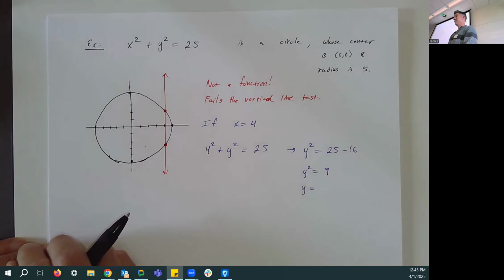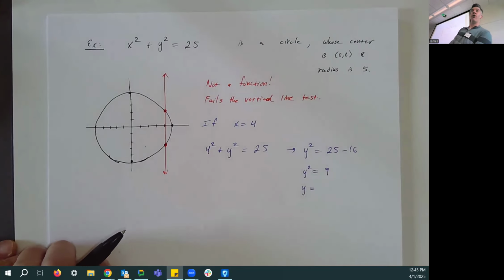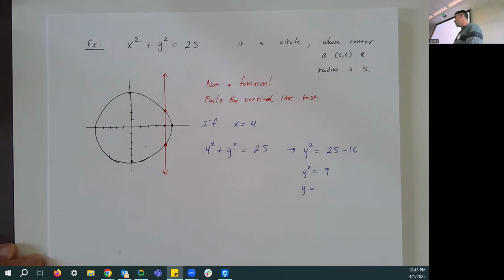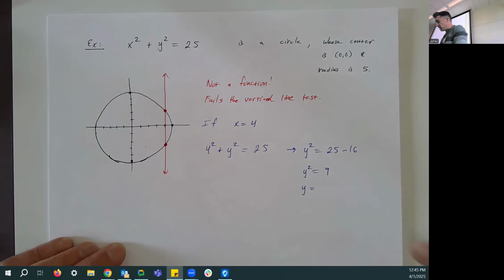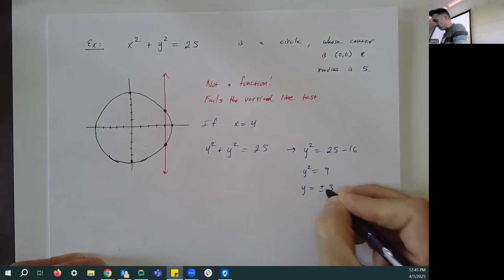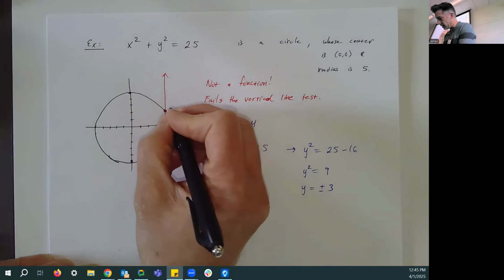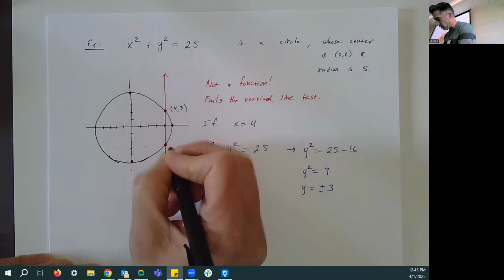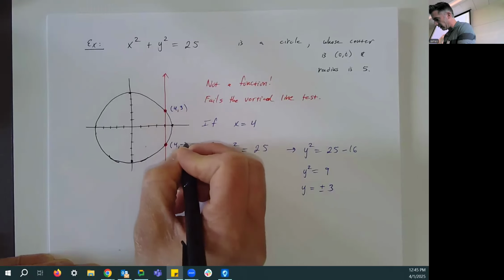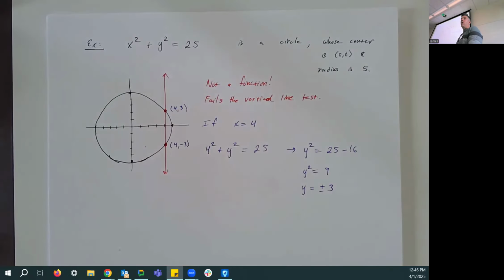Well, 3 or -3. So here's the issue. This is why it's not a function. This 1 x input has two y outputs. Y gets to be positive or negative 3. In fact, you could think of this point here as the point 4 comma 3 and this point as the point 4 comma negative 3. That's the whole crux of whether or not it's a function: if one input corresponds to one output or more than one output.